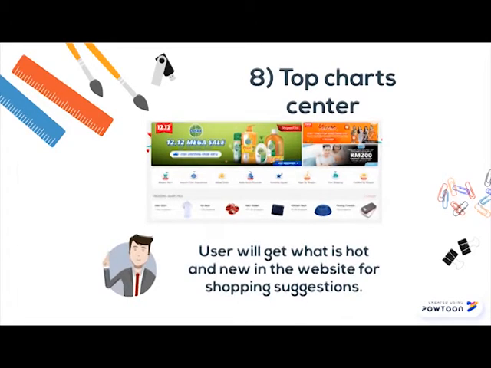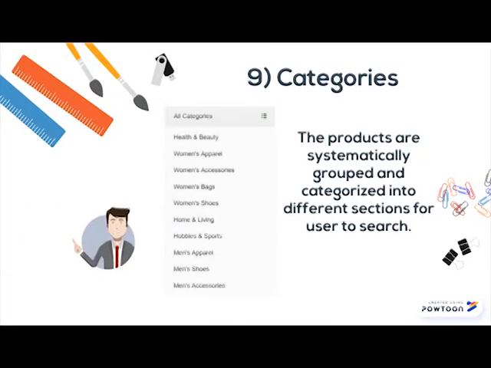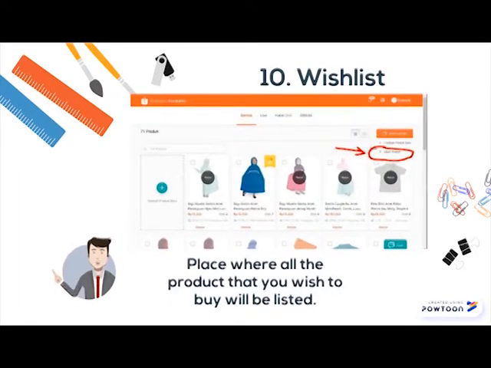And the eighth is the top charts center. Users will get to know what is hot and new on the website for shopping suggestions, as shown in this picture above. This is usually about the items sold in Shopee. And the ninth is the categories. The products are systematically grouped and categorized into different sections for the user to search. And the tenth is the wish list. The wish list is a place where the products that you wish to buy will be listed and can be put inside the cart.